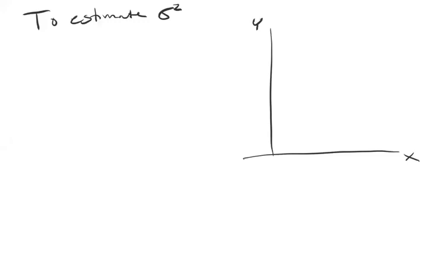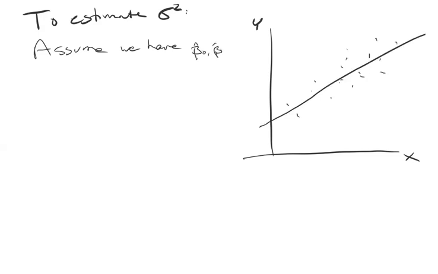The data might look like this, making it up, okay? And we're going to assume we already have estimated the intercept and slope, which means that I already have a line that I can draw, right? This is a line with intercept beta naught hat and slope beta 1 hat.